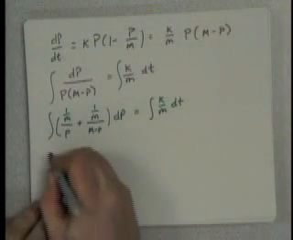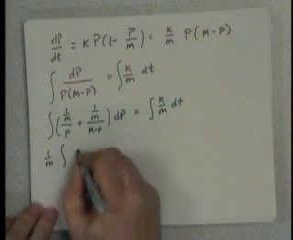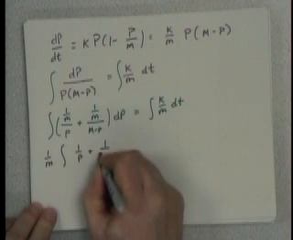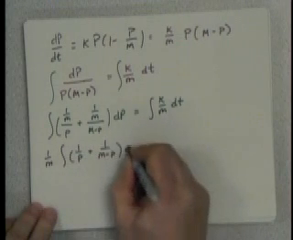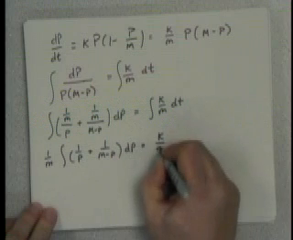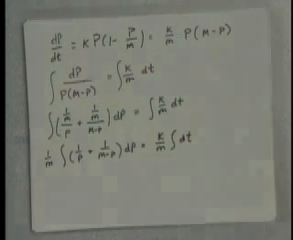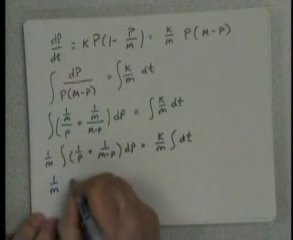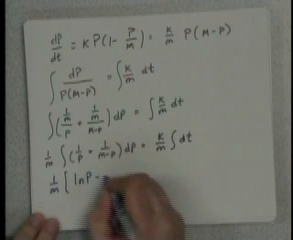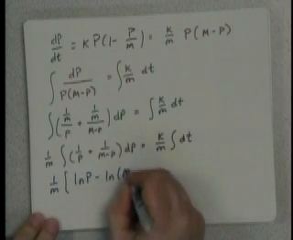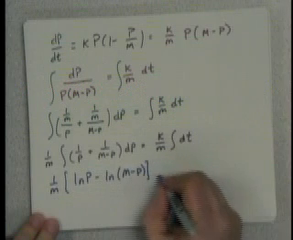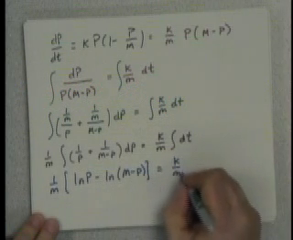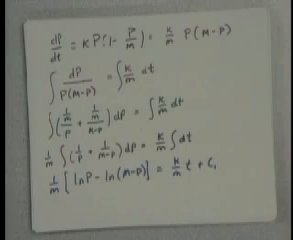Pull all these constants out here. So this is 1 over m times the integral of 1 over p plus 1 over m minus p, and this is k over m times the integral of dt. So I get 1 over m times the natural log of p minus the natural log of m minus p equals k over m times t plus some constant.